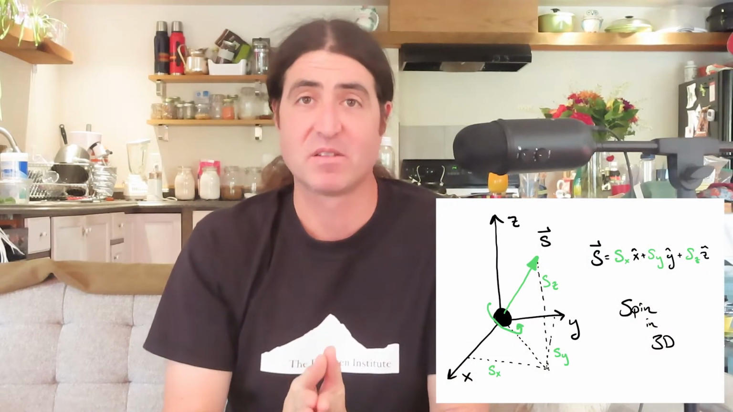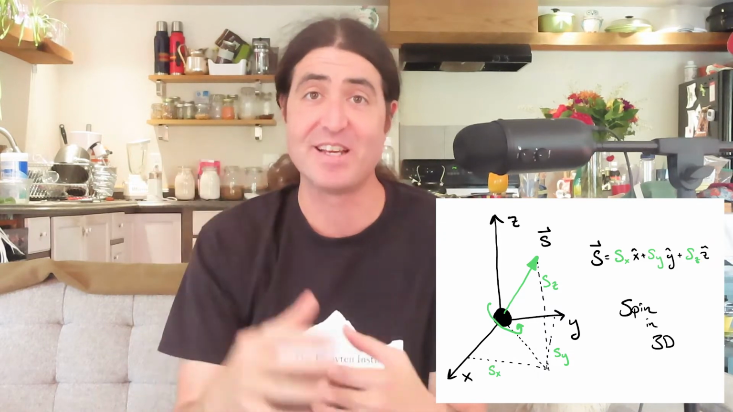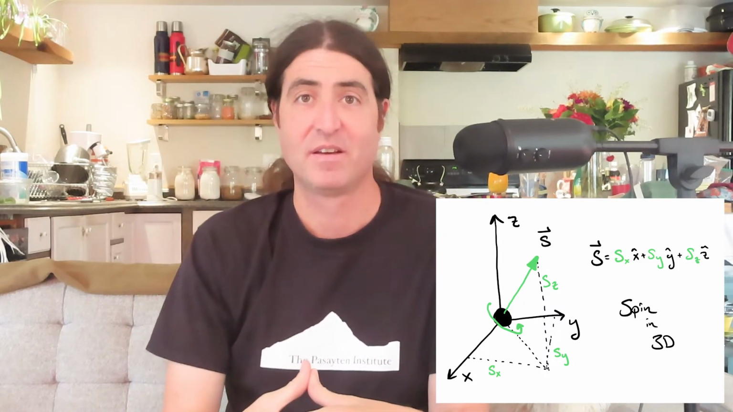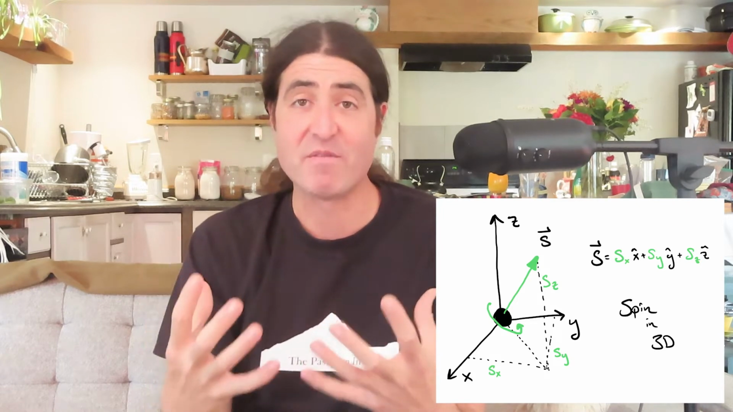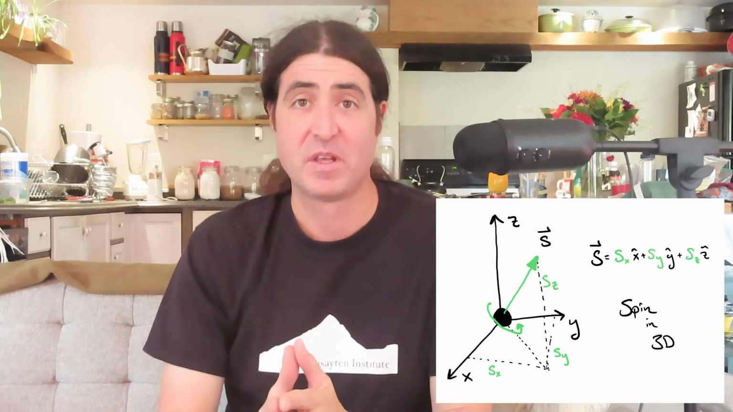Spin angular momentum is a vector in three-dimensional space, which is to say that the spin of a given silver atom can be pointing in any direction in three-dimensional space. The information of where that vector is pointing can be encoded in the components of that vector. So if the vector is S, those components are S sub x, S sub y, and S sub z.